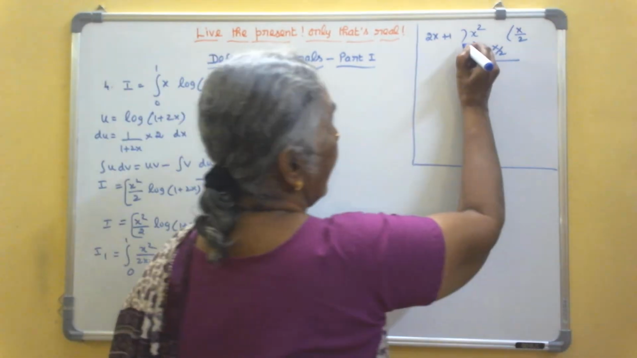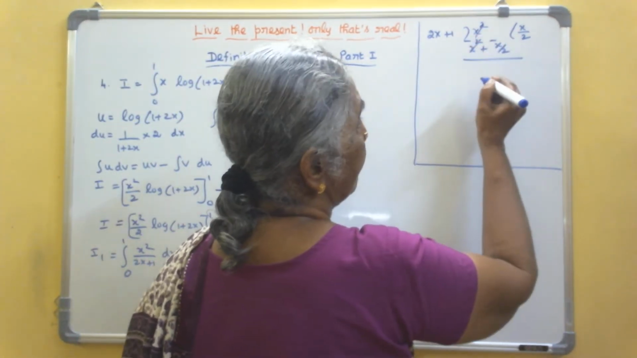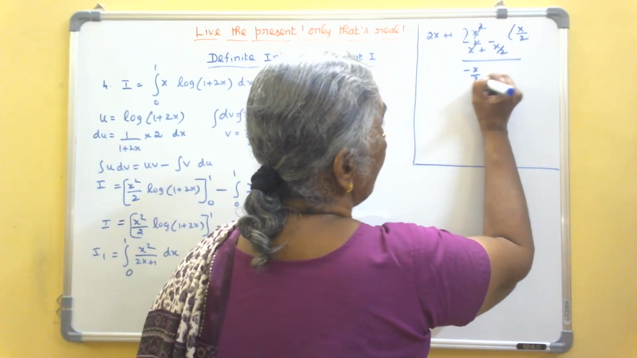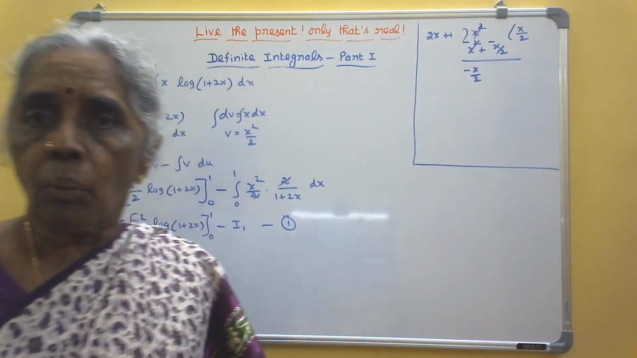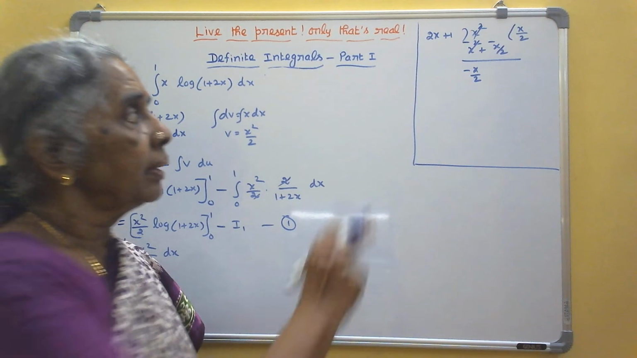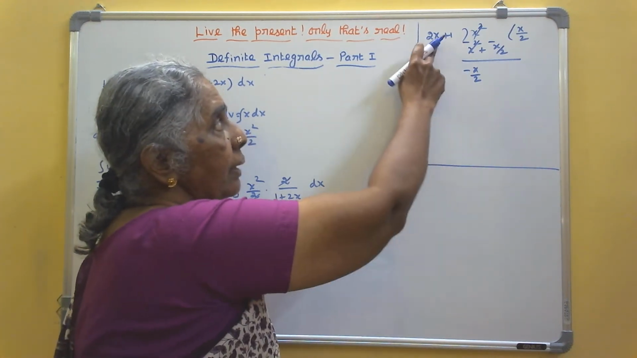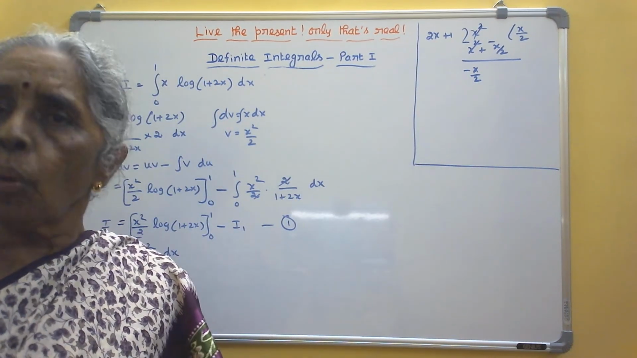Now change the sign, minus, minus, this will get cut. You will get minus x by 2. Now you cannot stop it because the degree of the remainder is 1 and this is also 1. So I have to go one more step.